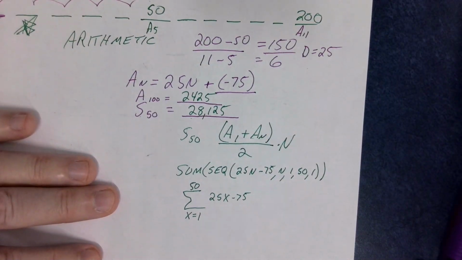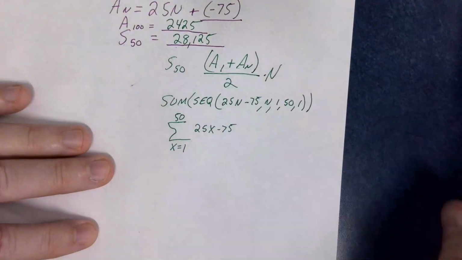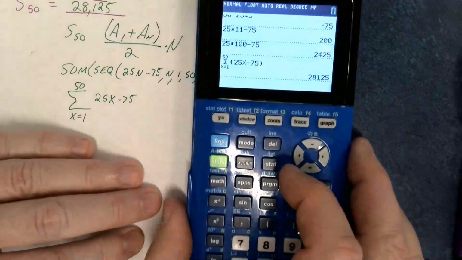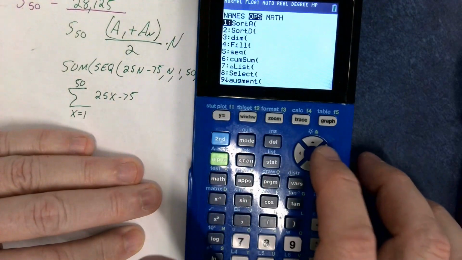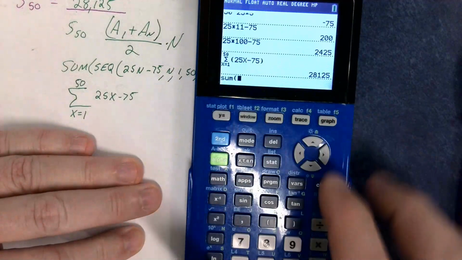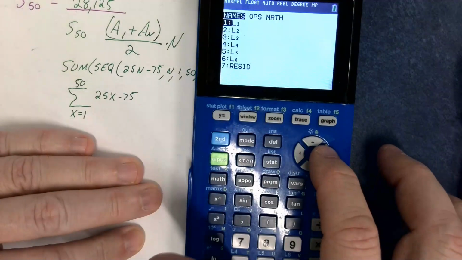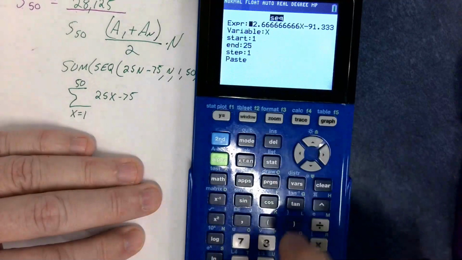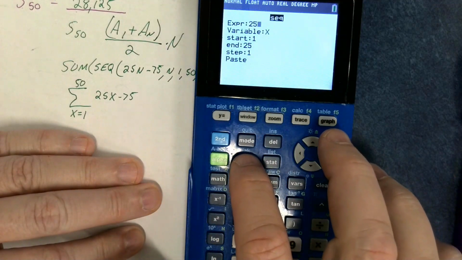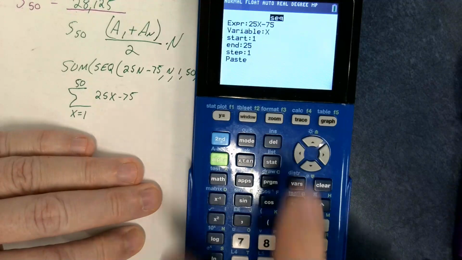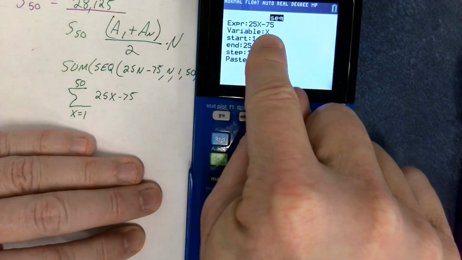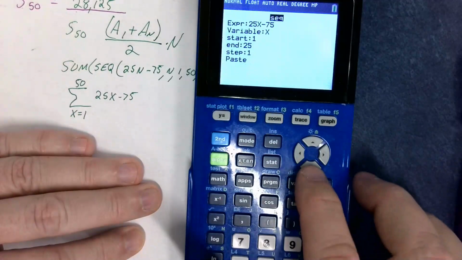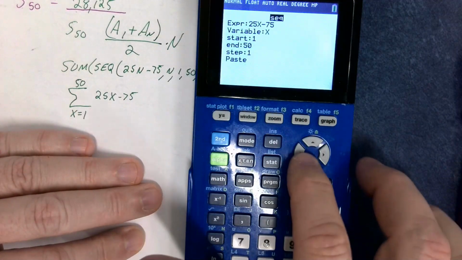Okay? Now, if I wanted to do sum sequence on my calculator, I should get the exact same number. So here we go. Second and list, over to math, number 5, sum. Second and list, over to ops, number 5, sequence. I put the expression in, which is 25x minus 75. And I could use n if I wanted. I just got to make my variable n. So whatever I use here has got to be here. Same thing that way. 1 to 50 going up by 1.